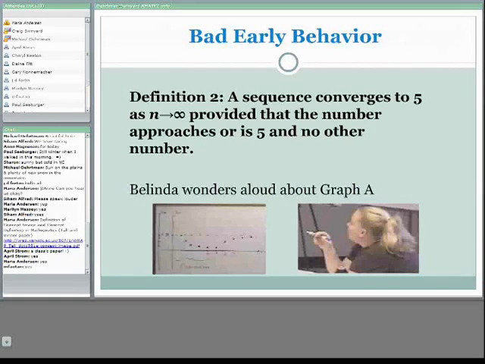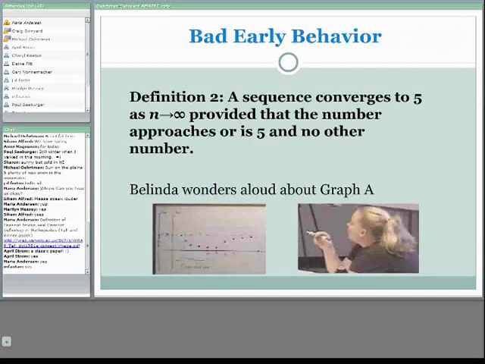Okay, so I'm coming back to the definition 2 that they had. Sequence converges to 5 as n approaches infinity, provided the number approaches or is 5 and no other number. And so we are notating that the students viewed that as a problem, and they use the phrase bad early behavior. And what I'm going to illustrate through the following slides is the way that they came to a resolution of that problem by introducing the idea that they called at some point n.